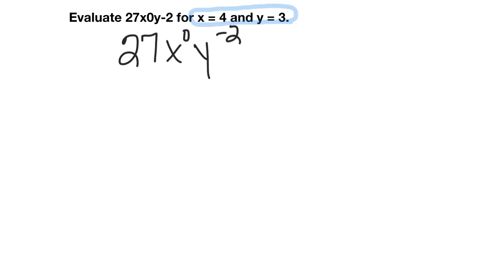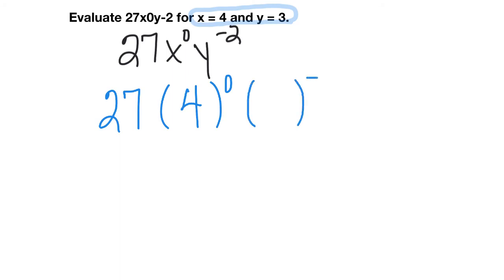So we are going to replace the x with the 4 and the y with the 3. As you do this, I want you to take the time to put parentheses where the variable was. So we have 27. I'm going to put parentheses down where the x was, put a 0. And inside where the x was, we're going to put the 4. Now we have the y. I'm going to put down parentheses to the negative 2 power. And where the y was, we're going to put a 3.